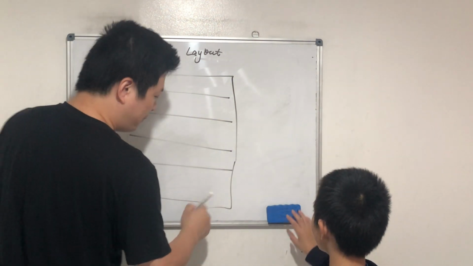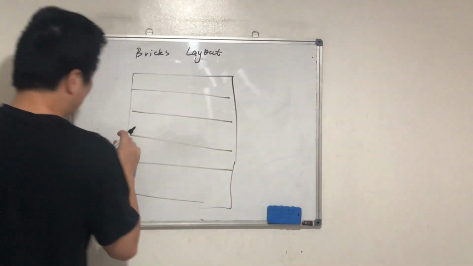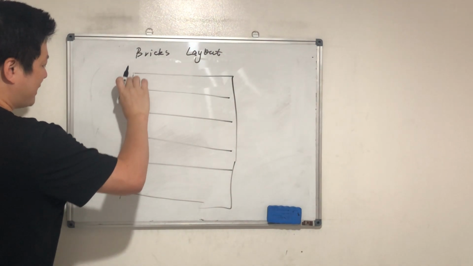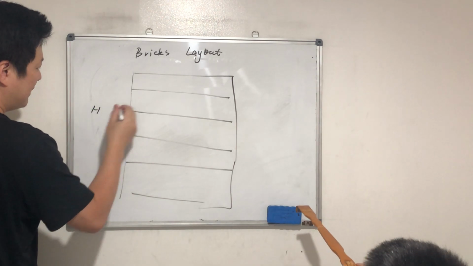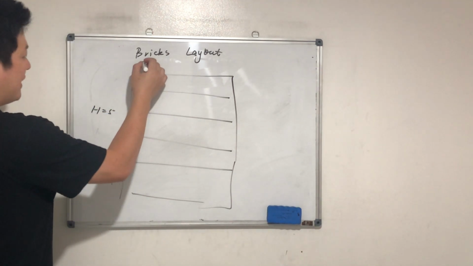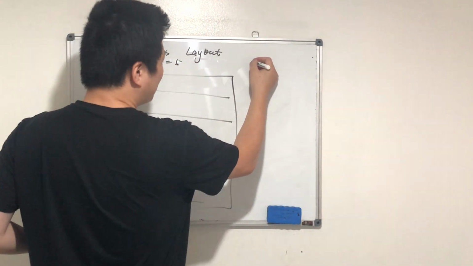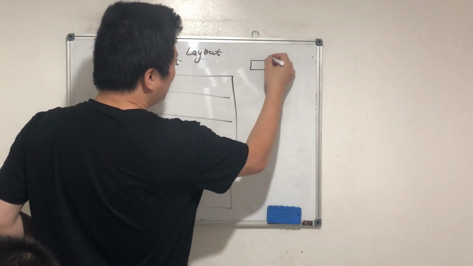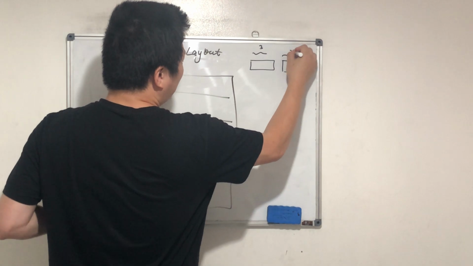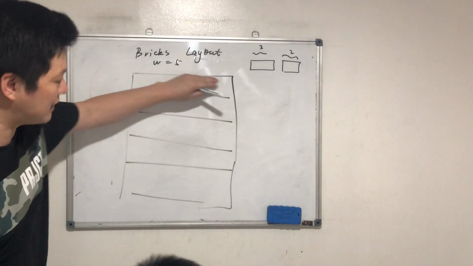Okay, I need a better pen. So each wall, for example, the bricks are height of 1 unit. So that's height 1, 2, 3, 4, 5. H equals 5. And the width, let's say equals 5 as well. And then we have two kinds of bricks, 3 and 2. And you can only place the bricks horizontally, one by one horizontally.